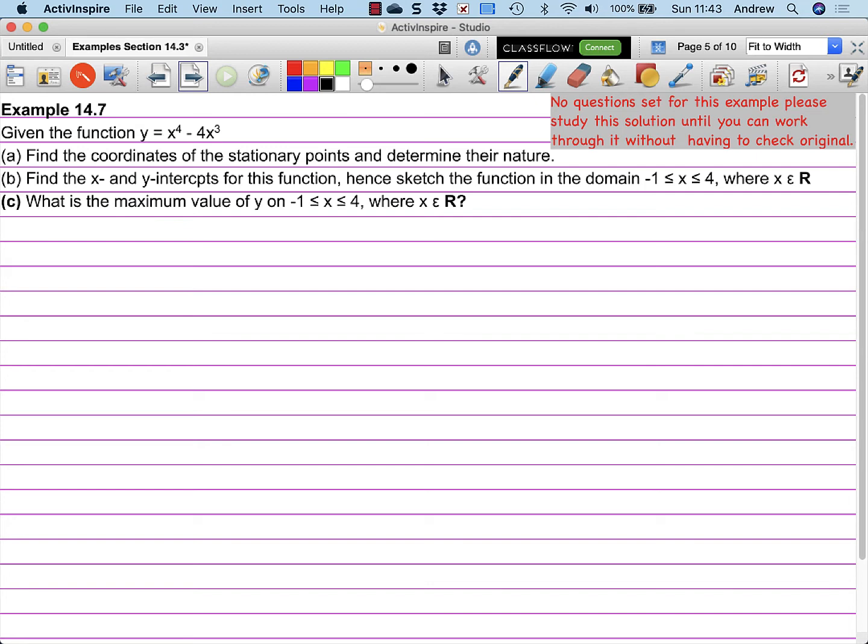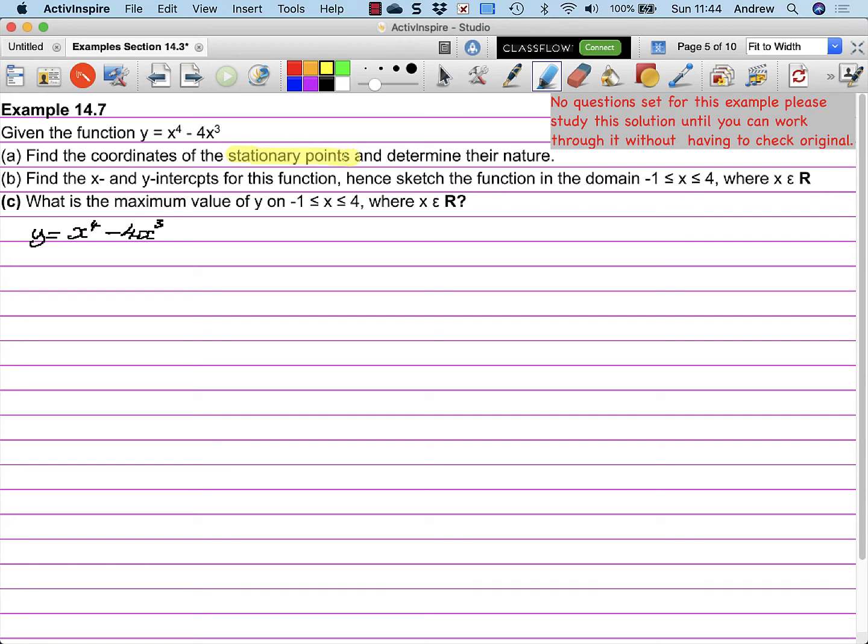And the bottom line is, don't change the approach. It works. It works. So here we go. So we've now got y is equal to x to the power 4 minus 4x cubed. We're looking at stationary points and we're looking at determining their nature. So this time it's making reference to stationary points.